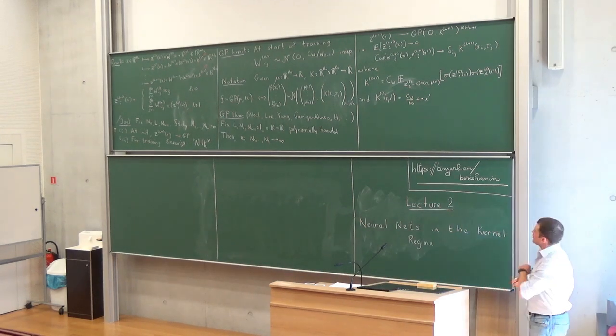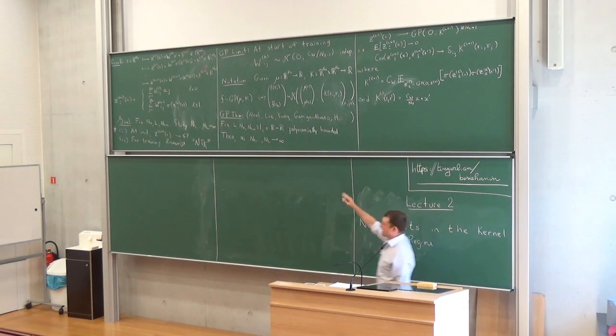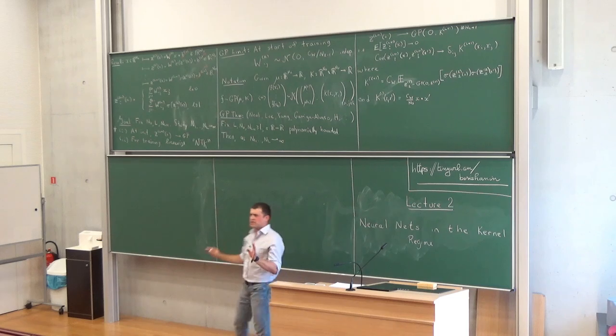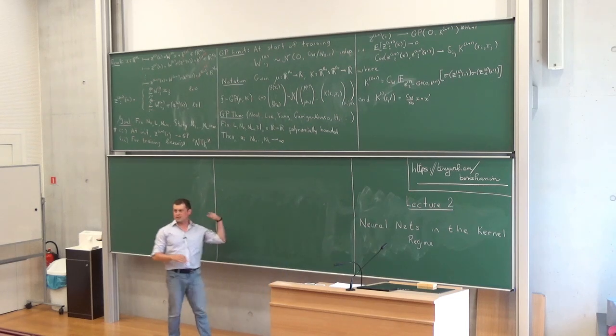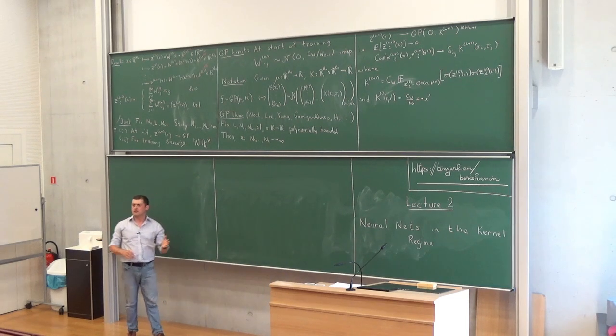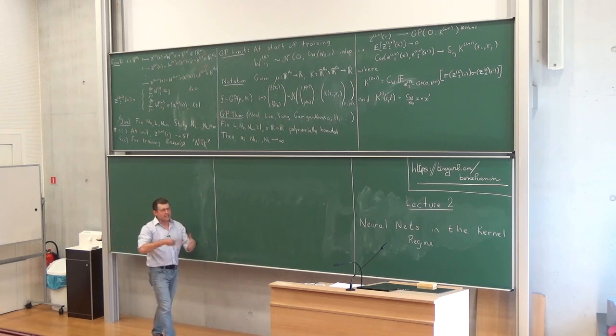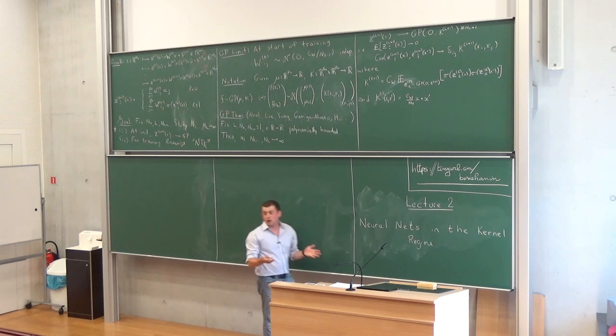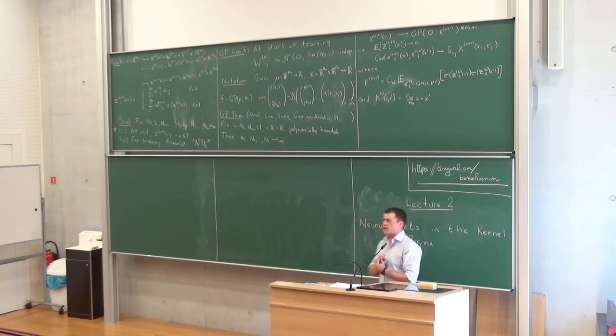I was a little bit vague, but the point is, if sigma has k derivatives that are polynomially bounded, then you get weak convergence in C^k. So you get as much convergence as you can hope for, given the regularity of the process that you start with.